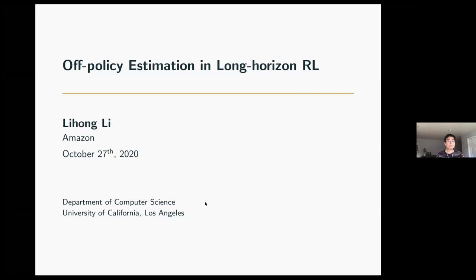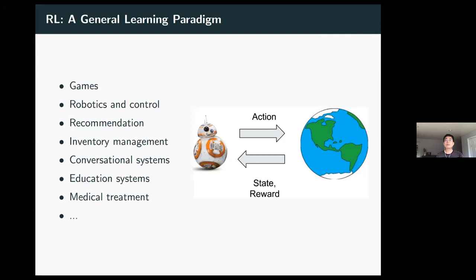Okay, so is the slide working fine? Yeah, okay, it works very well.